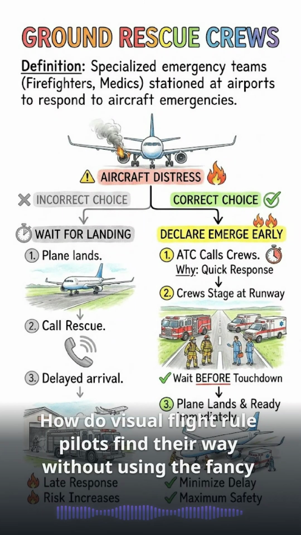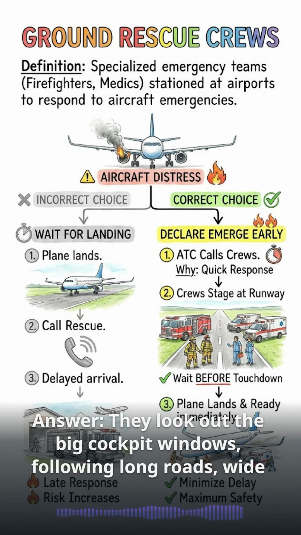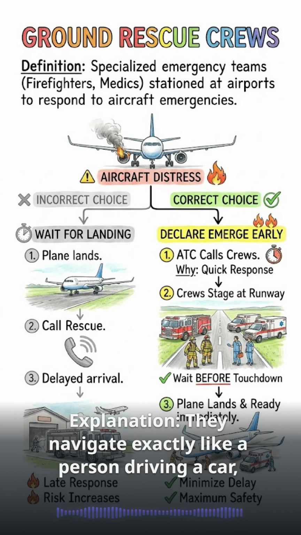74. How do visual flight rule pilots find their way without using the fancy airplane computer screens? They look out the big cockpit windows, following long roads, wide rivers, and large train tracks. They navigate exactly like a person driving a car, matching the ground to a folding paper map.